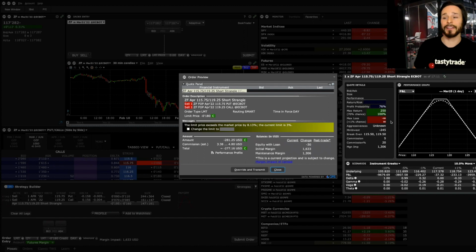Now, of course, I'm not going to hang on to this till expiration. I would use the regular Tasty Trade mechanics. And if you haven't seen my video on the Tasty Trade mechanics, make sure you check that out. I talk about management, how we would manage this trade. So it's a 76% probability of profit. That's a really great probability.